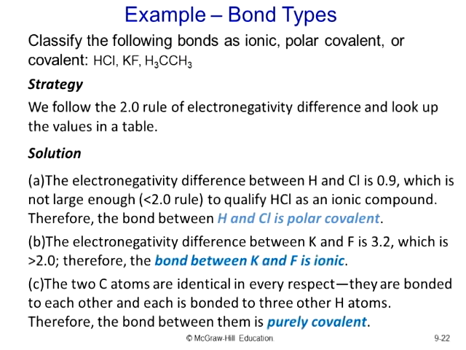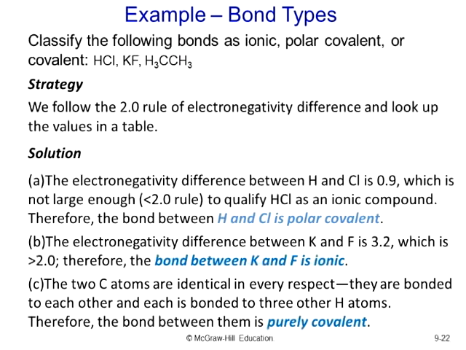If we look at the values of H and Cl on a table, we'll find that the difference between the values is simply calculated from numbers posted in a table or on a periodic table. You will see that the difference between the electronegativity of H and Cl is 0.9, which is not large enough to make HCl an ionic compound. Therefore, the bond between H and Cl is a polar covalent bond.